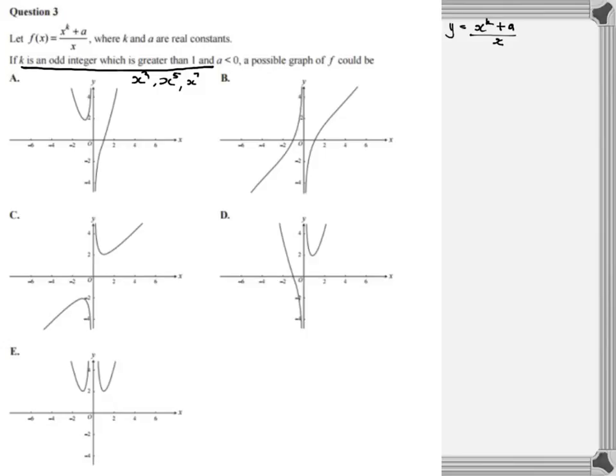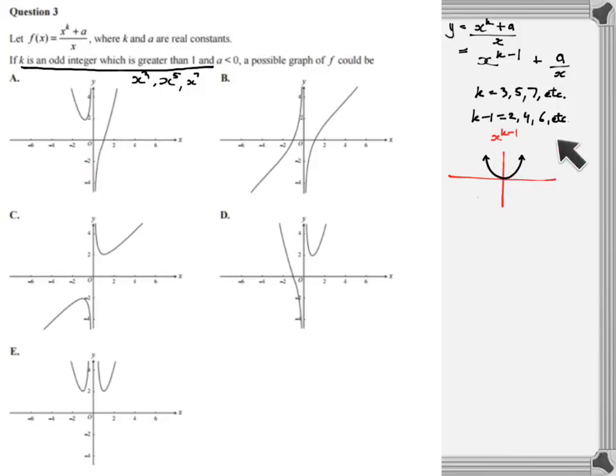Okay? Now, as soon as we divide by x, having a denominator of x, this is going to produce, when we separate it, this type of function when I rearrange it through division. Okay? Now, this x to the k minus 1, what is that going to be like? Well, if k is a 3 and a 5 and a 7, then k minus 1 must be a 2, 4, 6. Even functions. Okay, and what does that look like? It's going to produce this kind of positive parabola type shape. Okay? So even when x is negative, y is going to stay positive.